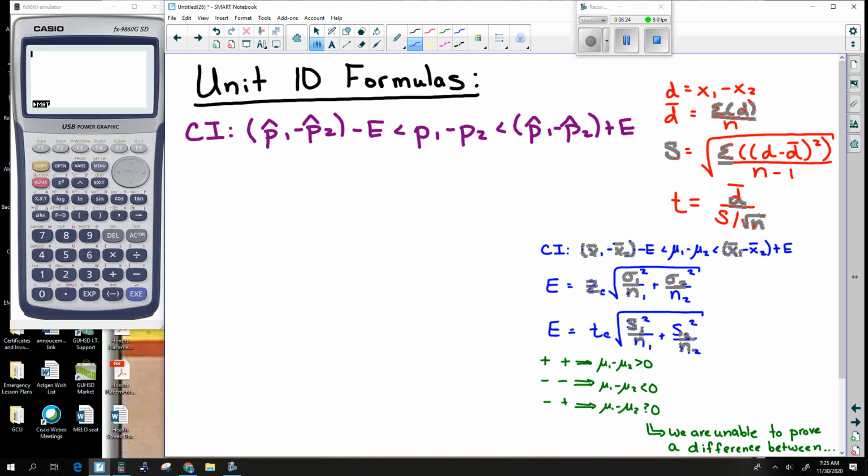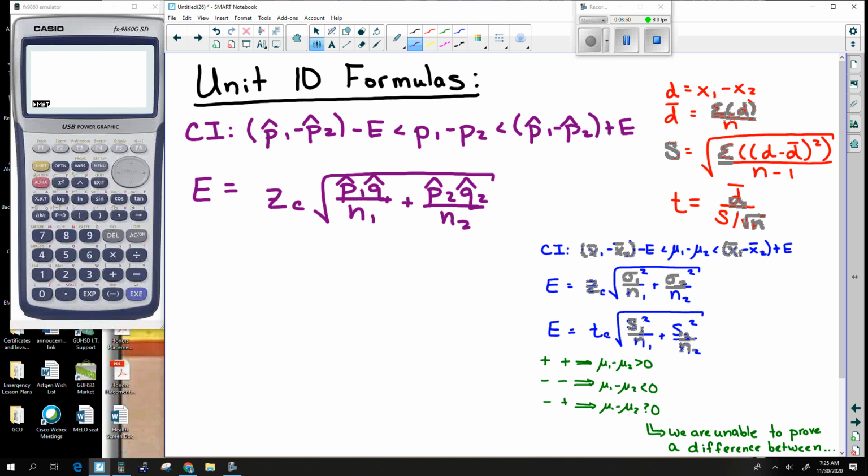Okay, how to get some of these things. The margin of error in this situation, when it comes to probabilities, is again a z sub c times the square root of p hat 1 q hat 1 divided by n1 plus p hat 2 q hat 2 divided by n2. There's that bit of it.